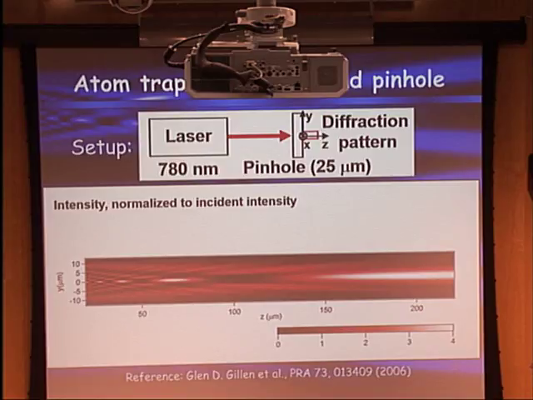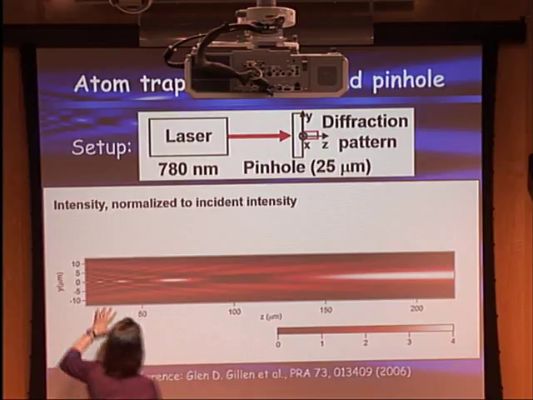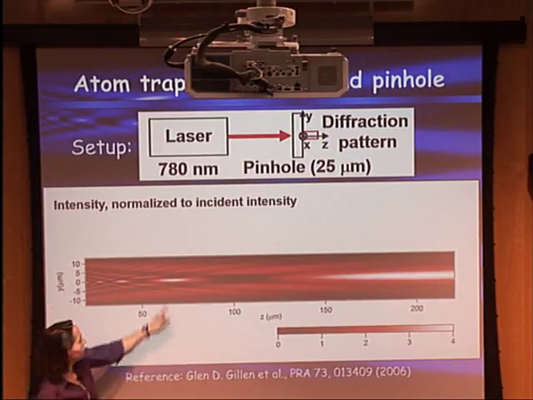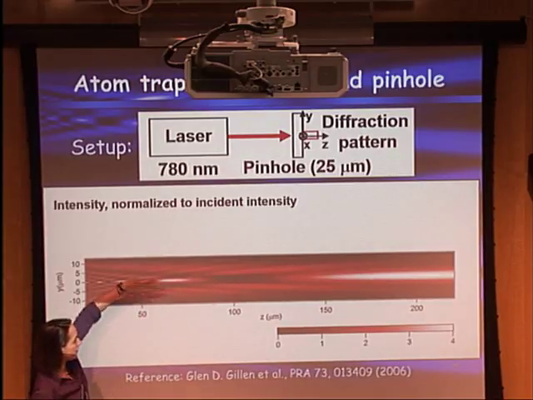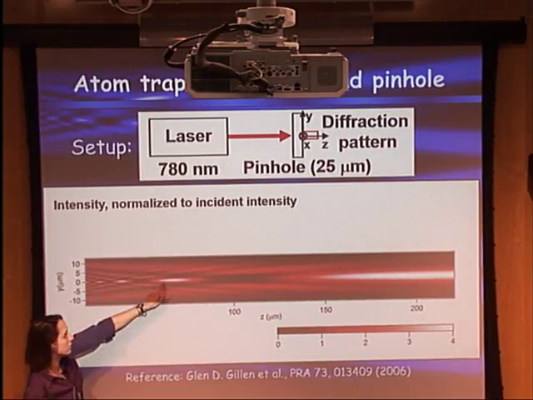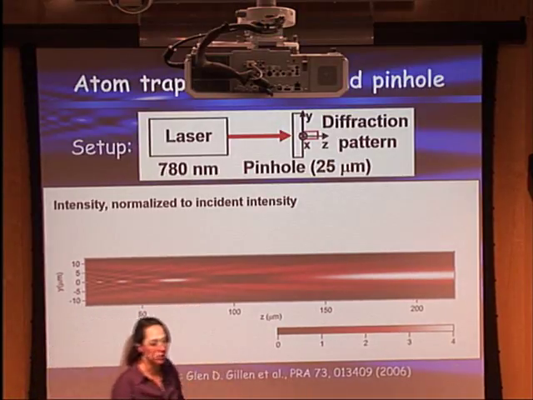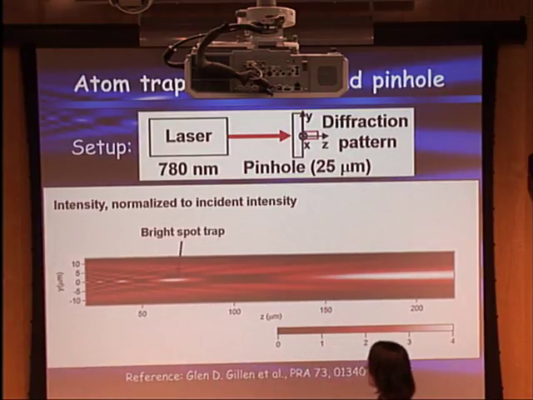Okay, and what's shown here is actually a cut through the diffraction pattern along the YZ plane. To fully appreciate this pattern, what you want to do in your head is take this and spin it around its axis, so it's cylindrically symmetric. Imagine this spinning around its axis to get the full 3D pattern. And so we see right here a bright spot that's surrounded by darkness in all directions. As we calculated, that makes a pretty decent bright spot trap for an atom.